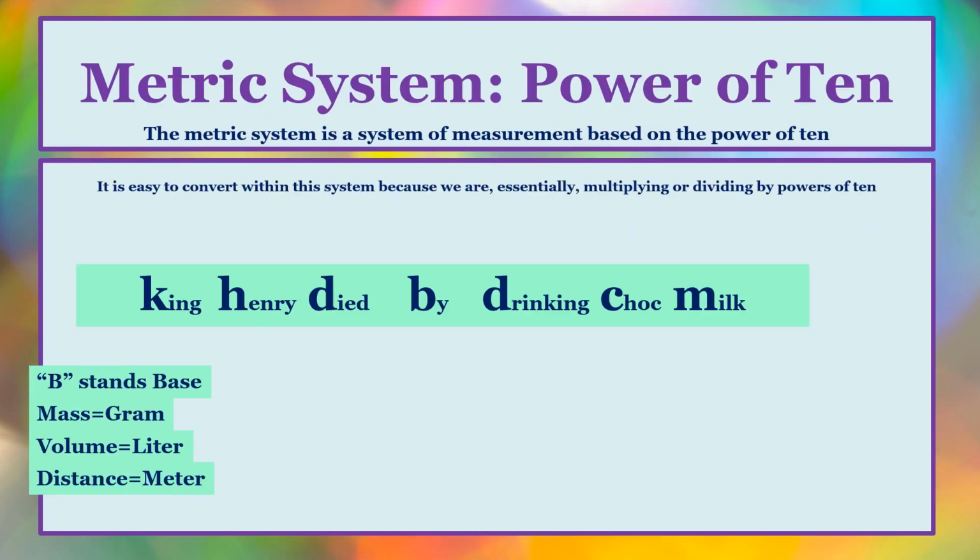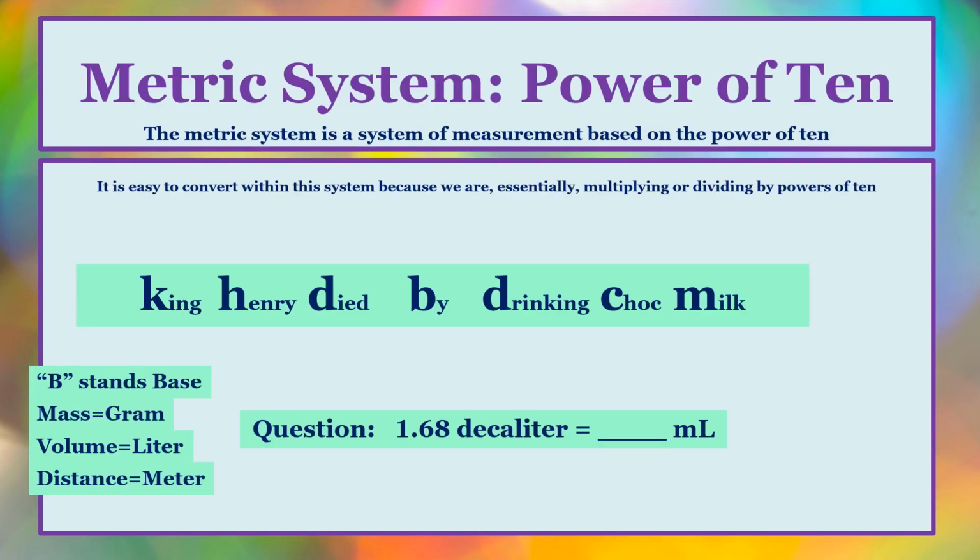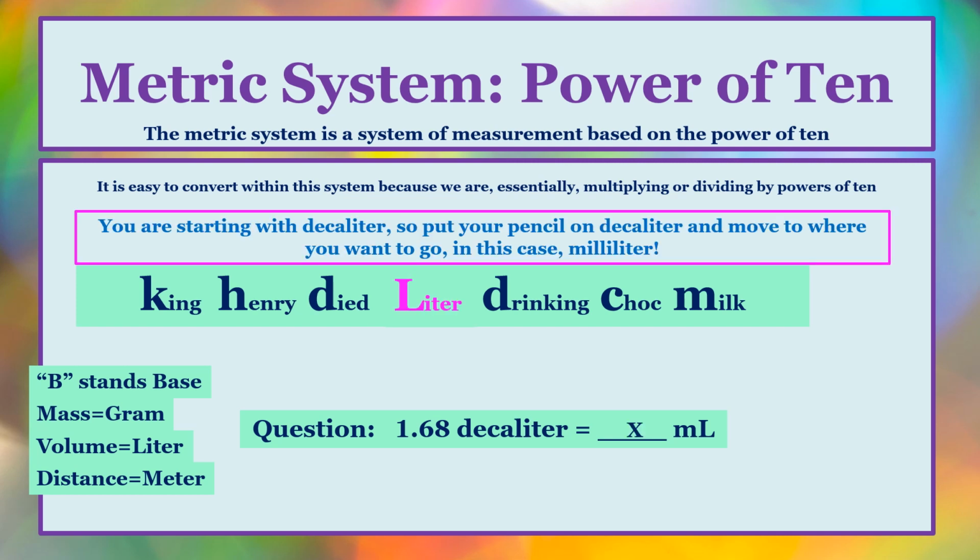We'll continue our practice, and our question is going to be like we did on the previous slide, but this time we're just going to slide the decimal instead of doing the formula. So 1.68 deciliters equals X milliliters. We know we have liters. That will be our base. We are starting with deciliters, so put your pencil on deciliters and move to where you want to go, in this case, milliliters. 1, 2, 3, 4.